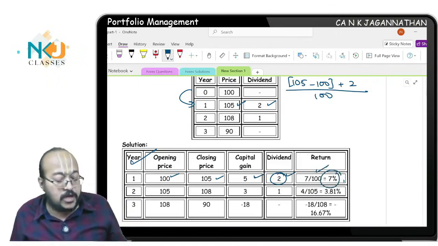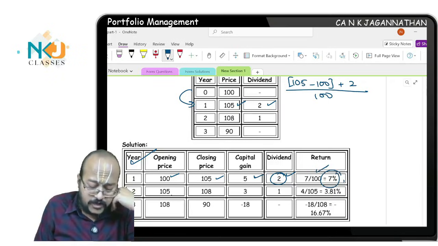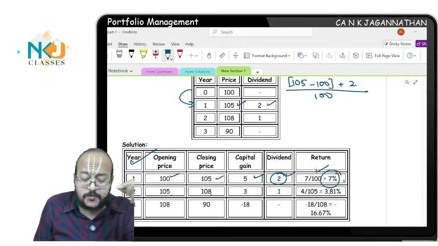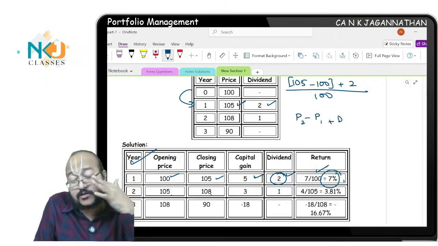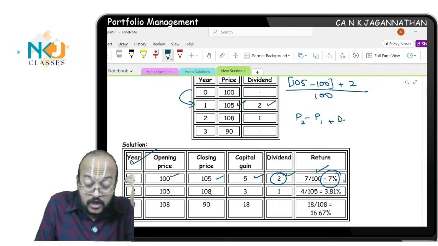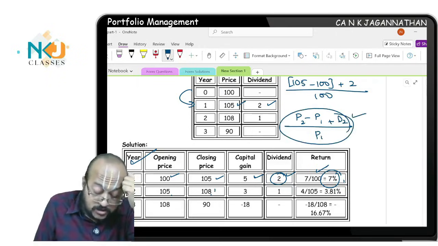When you are computing, you see what happens. P2: 105 is there, the closing price is 108, which means when you compute the second year, it will be P2 minus P1 plus the second year dividend, D2, then divided by P1. Like this you need to consider. Are you understanding? The closing price is 108, 108 minus 105.